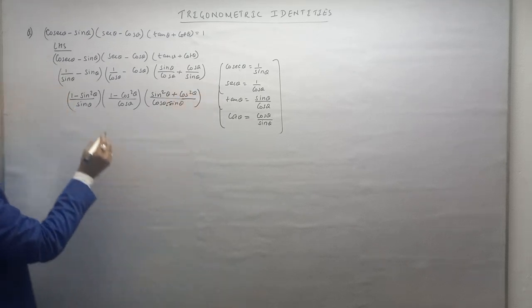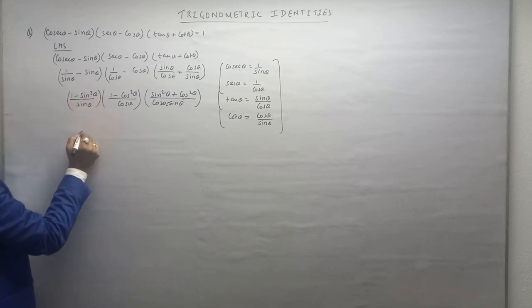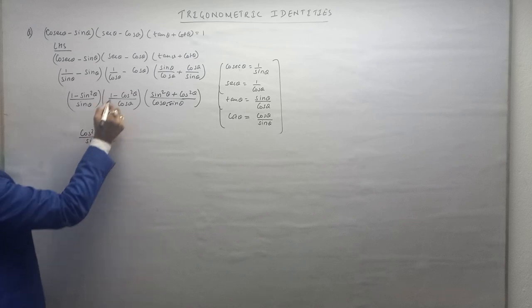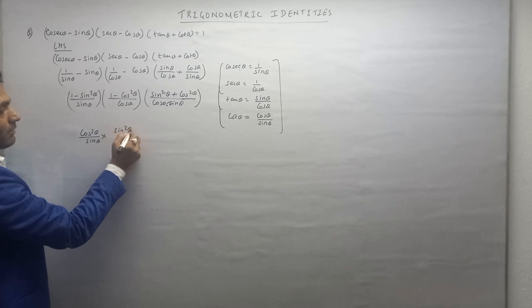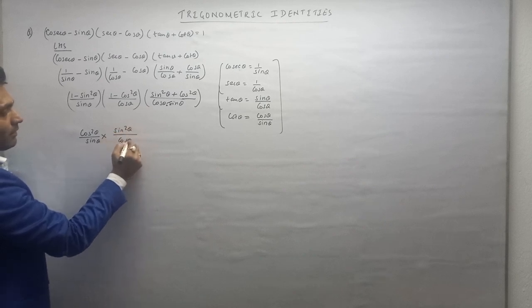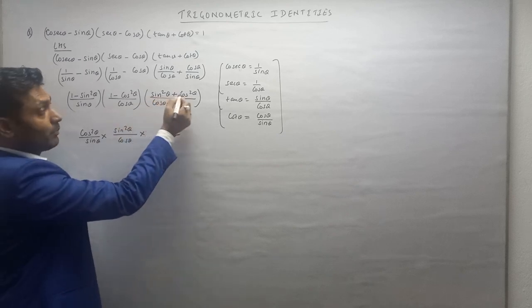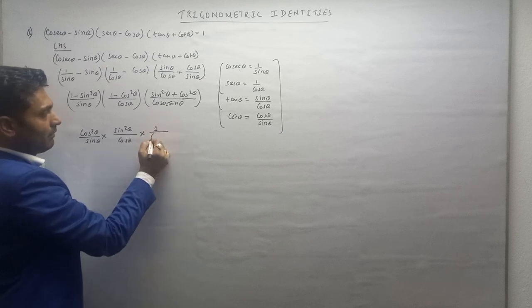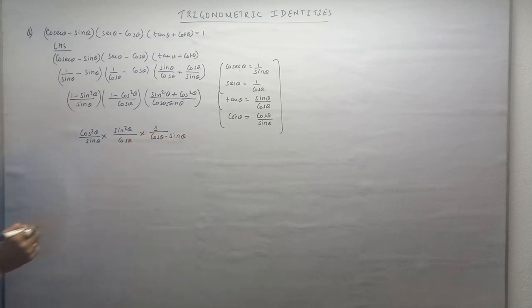Correct? Now 1 minus sin square theta is equal to cos square theta upon this is sin theta into 1 minus cos square theta is again sin square theta divided by cos theta into sin square theta plus cos square theta is equal to 1 divided by cos theta sin theta. Right?